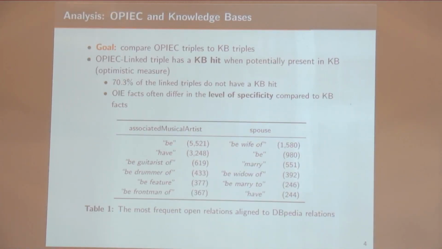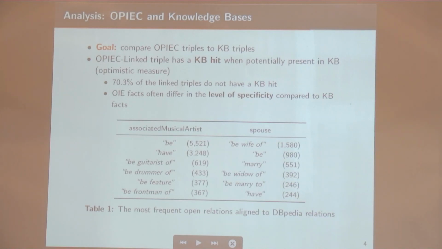Finally, we wanted to make an analysis to compare OPIEC triples to knowledge-based triples, which were constructed from the same resource, namely Wikipedia. So we consider an OPIEC-Clean triple to have a KB hit when the information is potentially present in a knowledge base. We found that most of the linked triples actually do not have a corresponding knowledge base hit, and also that OpenIE facts often differ in the level of specificity compared to knowledge base facts.